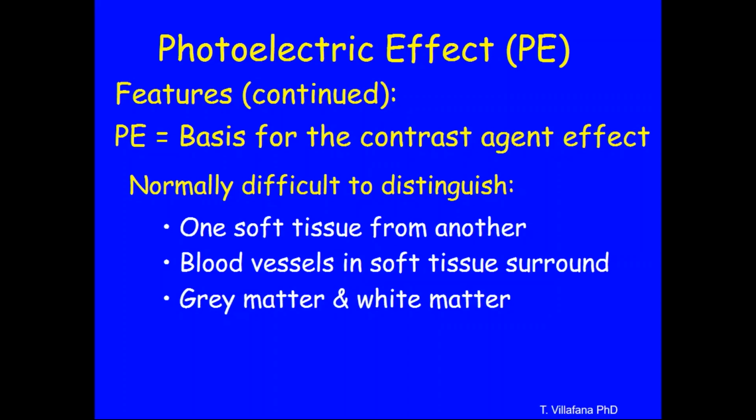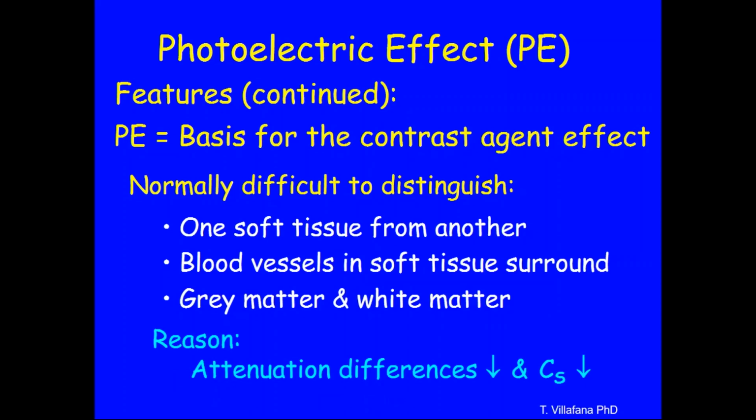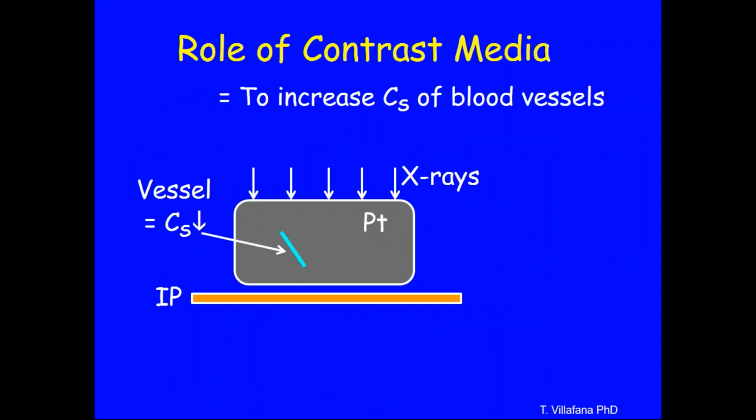And look at the third bullet here, gray matter versus white matter. That is a very, very low subject contrast. And you certainly aren't going to go anywhere near differentiating that in a skull film in radiography. And you know that if you want to see tissues, for instance blood vessels in a soft tissue surround, you're going to have to add contrast media. Let's talk about contrast media.